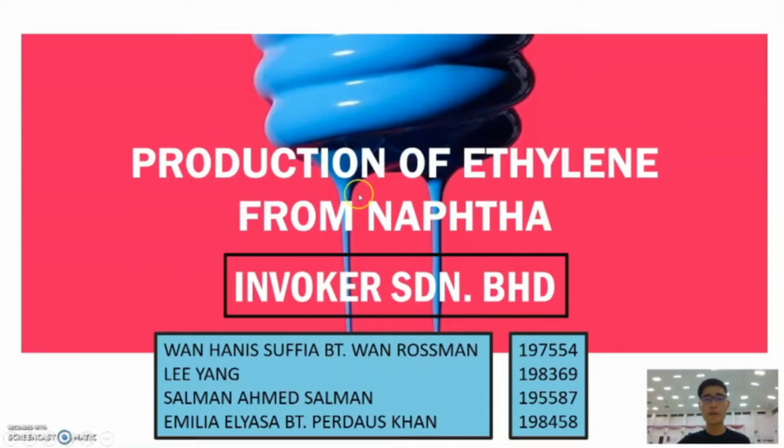So today we are going to present our project design, which is the production of ethylene from naphtha. And our company name is Invoker Sendirian Berhad.